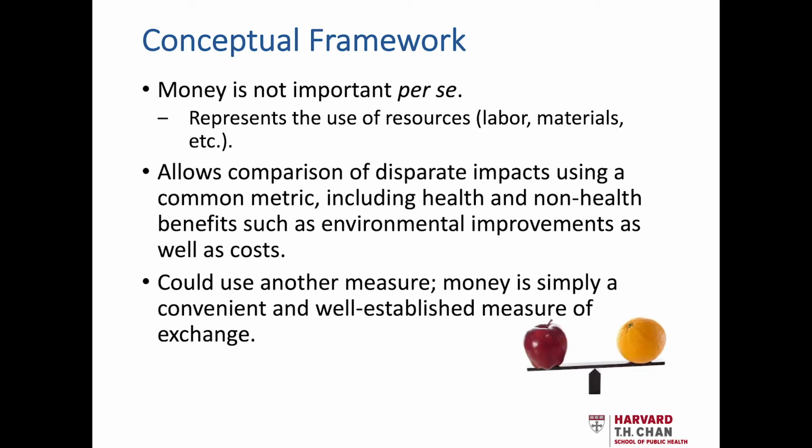So a lot of people think that because benefit cost analysis uses money as a measure, what we care about is wealth, and that is not at all the case. Money is just a symbol of our willingness to trade off different goods and services. It represents the use of resources, labor, materials, that sort of thing, in order to achieve different policy outcomes. We could use another measure. We could compare those apples and oranges that are on the screen, just measuring everything in apples, 2 apples for 1 orange. The advantage of using money is that we do have market data that allows us to estimate people's willingness to trade off different things.